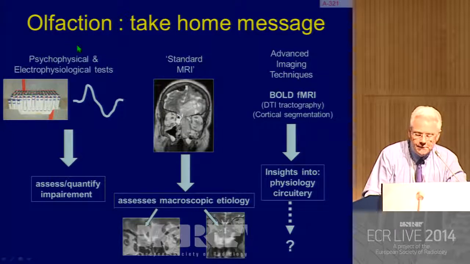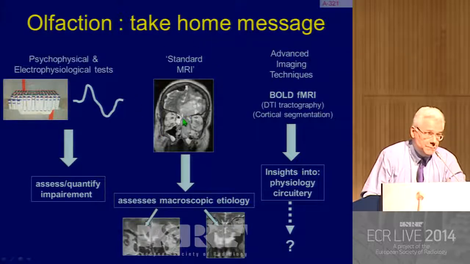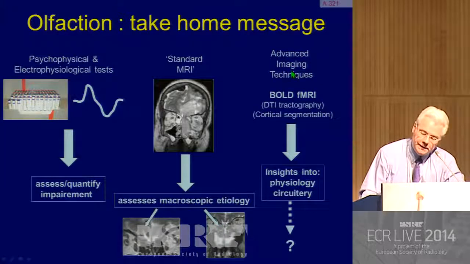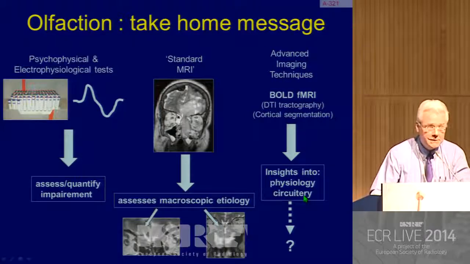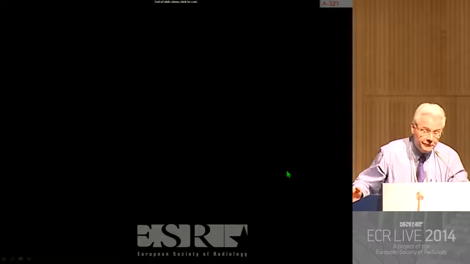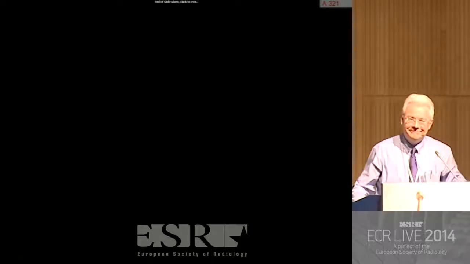The ENT physician assesses and quantifies the olfactory impairment. The radiologist indicates as much as possible the origin of the trouble, with measurement of the olfactory sulcus and olfactory bulb volume, and advanced imaging techniques should give insights into the physiology and circuitry of olfaction. I thank you for your attention and sorry for the little delay.